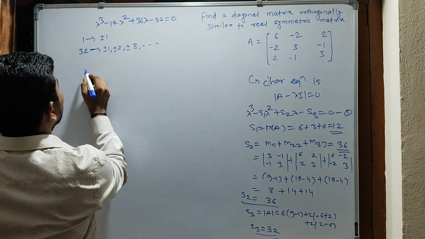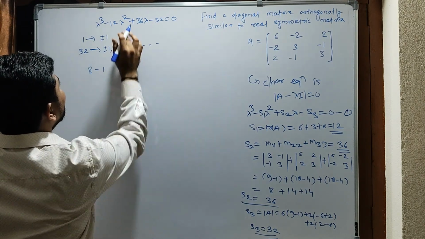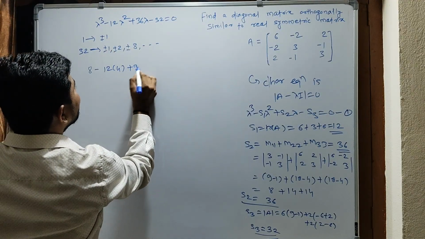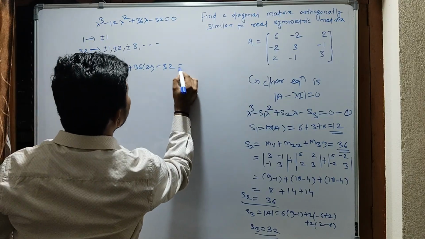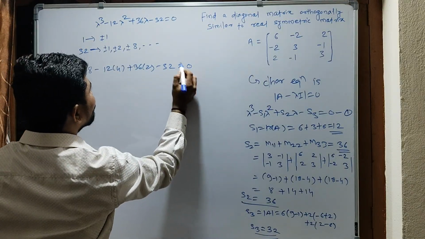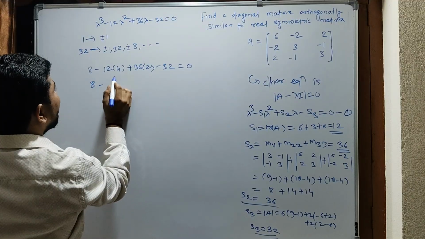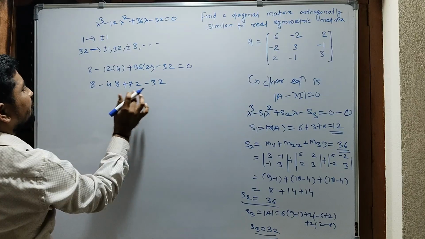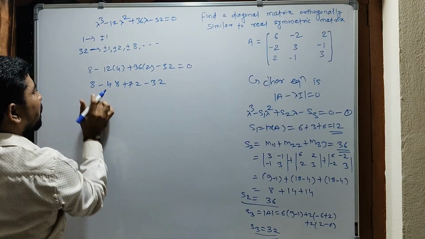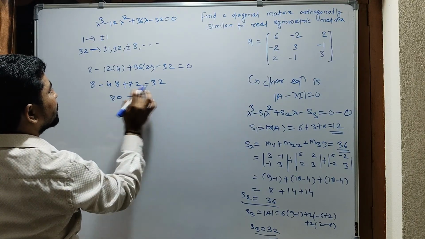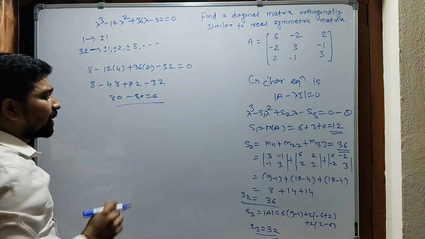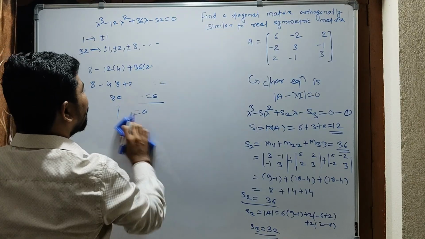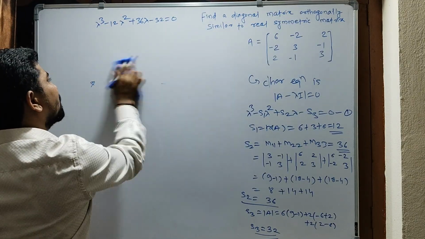If 2 is a root, then 8 minus 12 into 4, plus 36 into 2, minus 32 should be equal to 0. Let me check: left hand side equals right hand side or not. 8 minus 48 plus 72 minus 32: 8 plus 72 is 80, minus 80, so this is 0. So left hand side equals right hand side, 0 equals 0. So 2 is one root. Now that 2 is one root, you can find the other roots by using synthetic division.